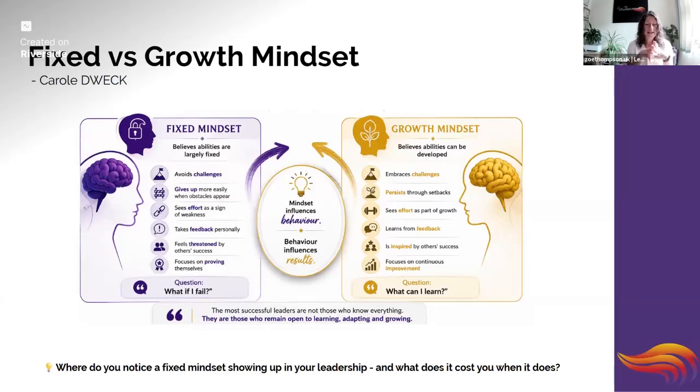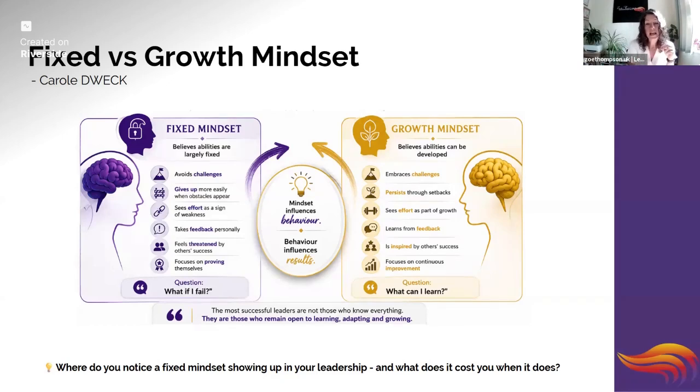With fixed mindset, what tends to happen is that people will avoid challenges. They will give up more easily when those obstacles appear. And there is an element where they will take feedback personally. They can often feel threatened by other people being successful, and there's a focus on proving themselves. It's a very different mindset to the growth mindset. And most people will be predominantly one or the other.